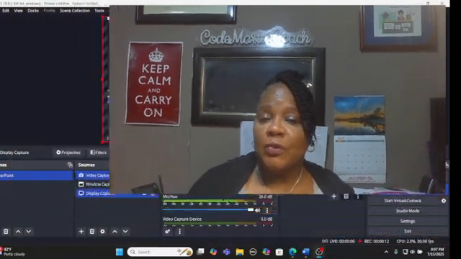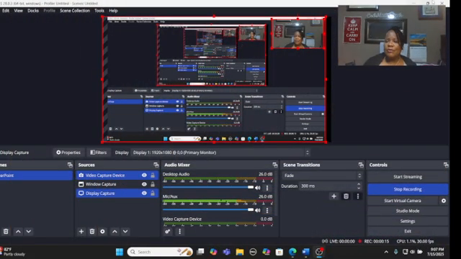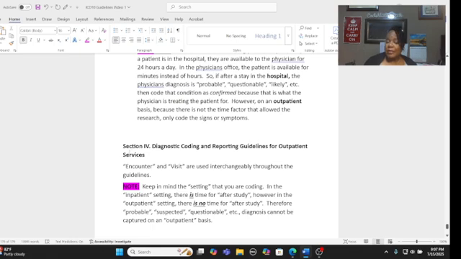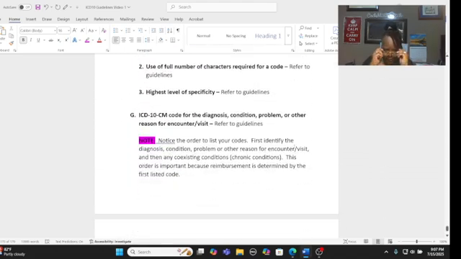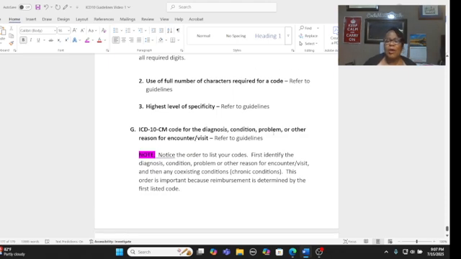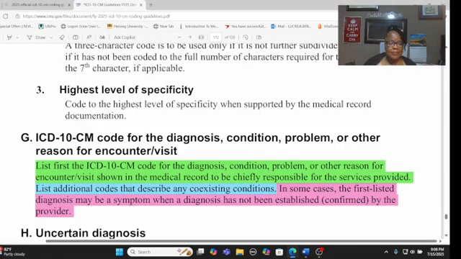Guys, we're continuing our review of the official ICD-10-CM coding guidelines. We're going to continue where we stopped last week. We're in section 5, diagnostic coding and reporting guidelines for outpatient services, and we are down to G. And G is on the ICD-10-CM code for diagnoses, condition, problem, or other reason for encounter or visit. Now remember, we're on an outpatient basis. On an outpatient basis, we consider the doctor office visit as an encounter or a visit. So let's go to the guidelines and see what it says at G.